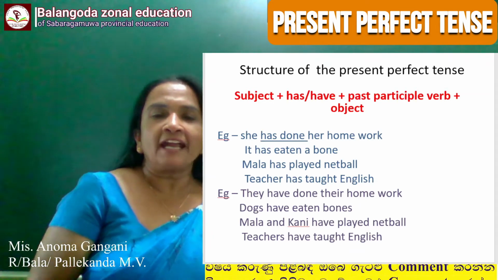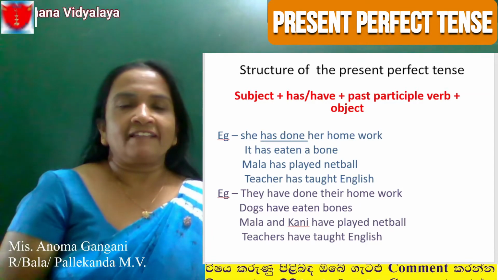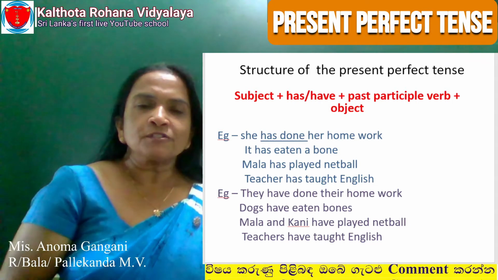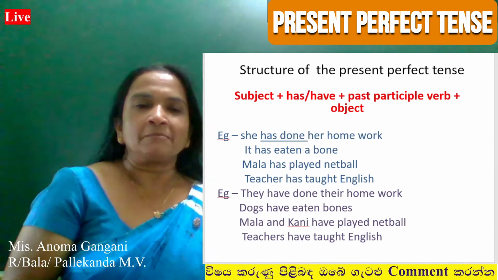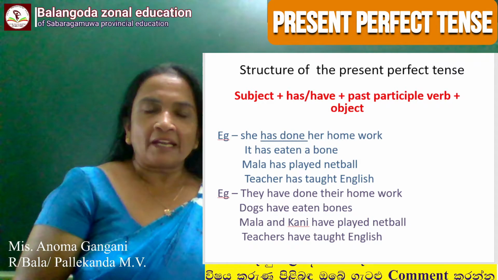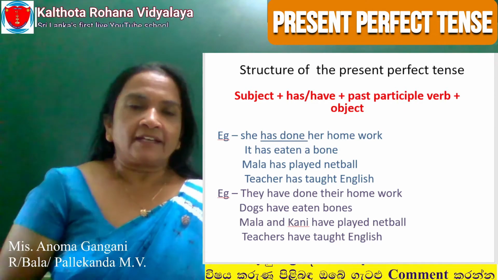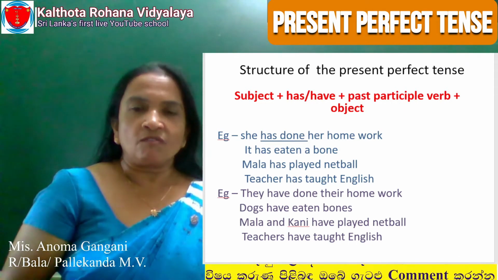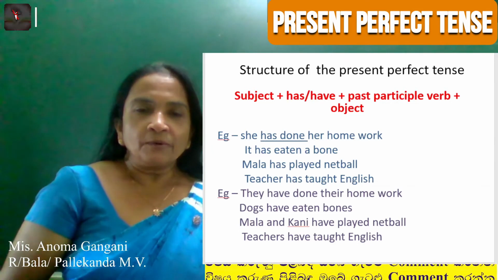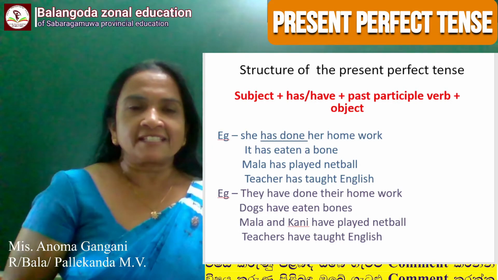Then the plural ones. They have done their homework. Why do we use have here? Because the subject is plural. They is used as plural, so we use have. They have done their homework. Dogs have eaten buns.